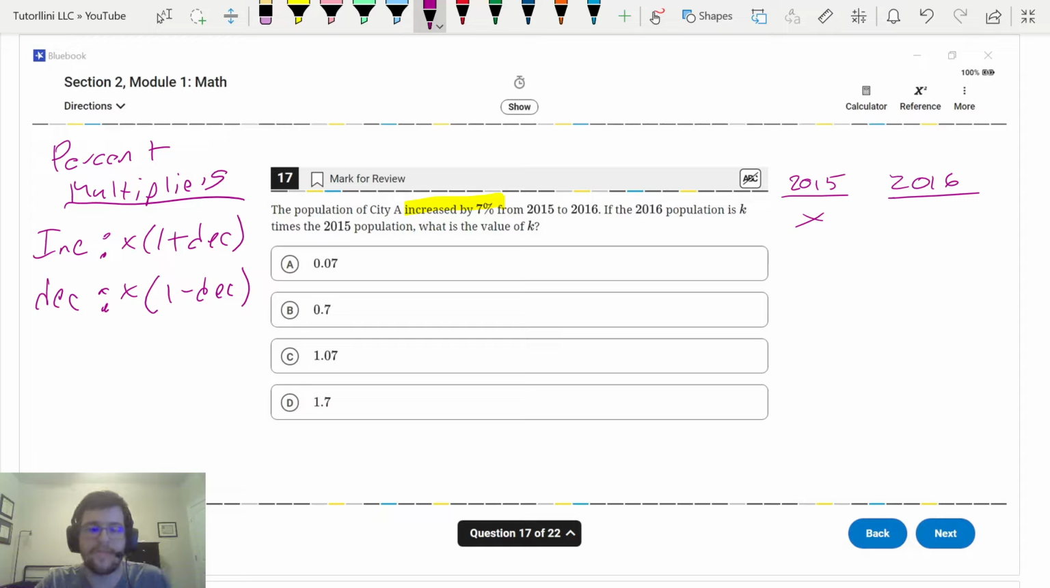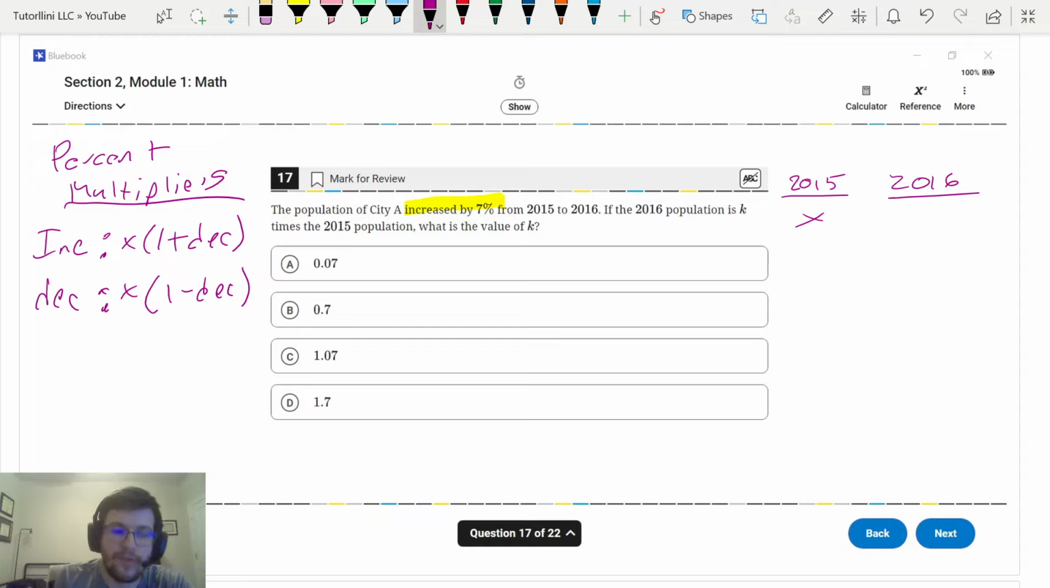So, a 7% increase. To change it to a decimal, you divide by 100. You don't have to do this in your head. You could just do 7 divided by 100 on the calculator, and you get 0.07. Now you're going to do 1 plus that decimal because it's an increase. So 1 plus 0.07, and I get 1.07.